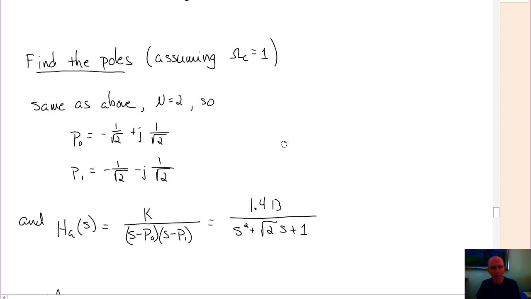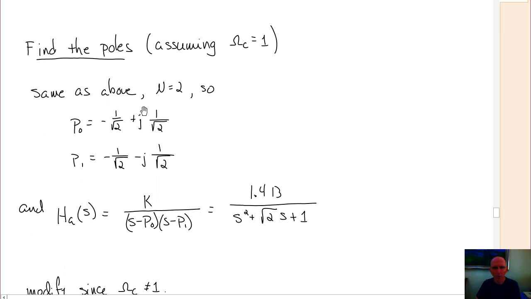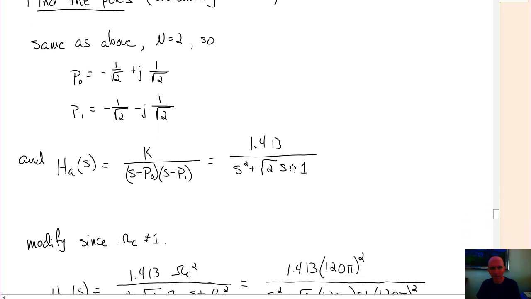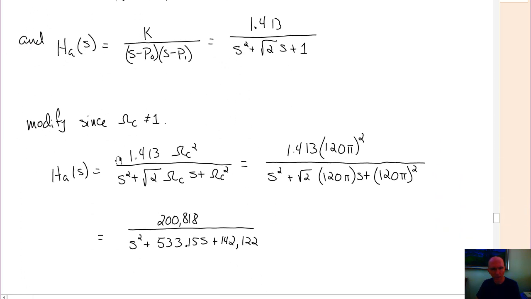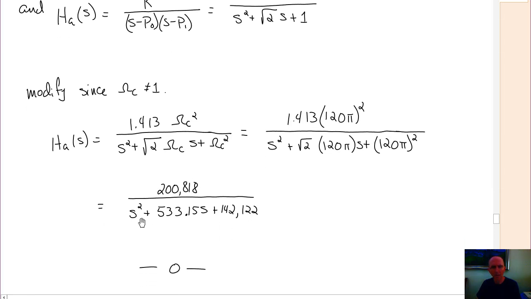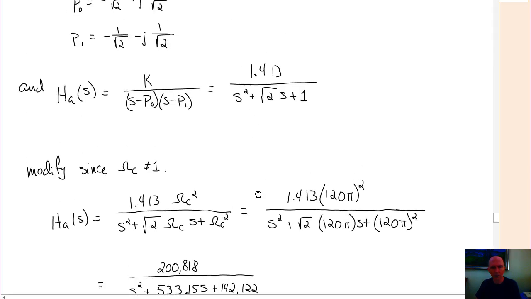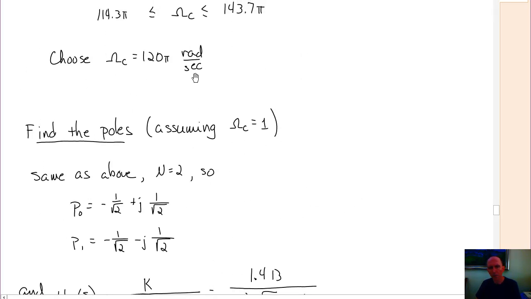So then we go back. We have to find the poles. Now the poles we just calculated, so I'm not going to calculate that again. So we find the poles assuming omega c is equal to 1. We know that this is the value that we get substituting what k is. Now we know that omega c is not equal to 1. So we have to substitute that here in our formula. We put what omega c is, and this would be our final value for a transfer function. This is a low-pass Butterworth filter of order 2 with a cutoff frequency of 120 pi radians per second, in other words 60 hertz.